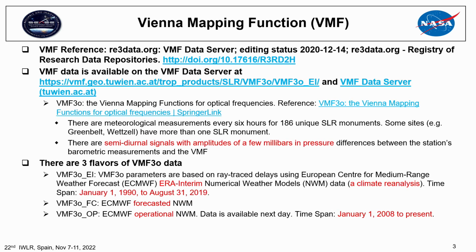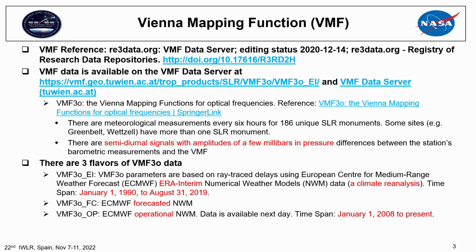The Vienna mapping function for optical wavelengths: there are links here to where you can get the data on the web. And there are 3 flavors of the VMF. There's this flavor here, whose parameters are based on ray tracing delays used in the European Center for Medium Range Weather Forecast ERA-Interim numerical weather model data, a climate reanalysis. And the time span of this data is January 1990 to August 31, 2019.